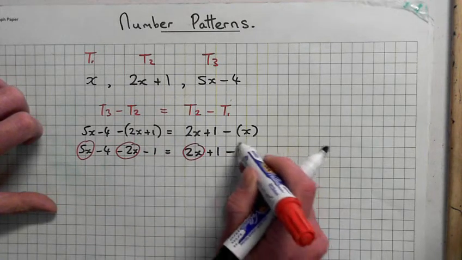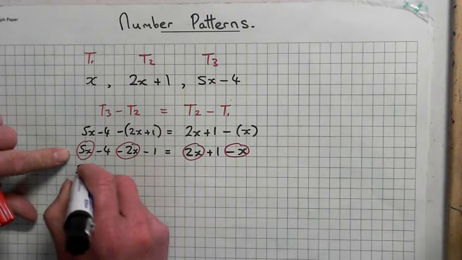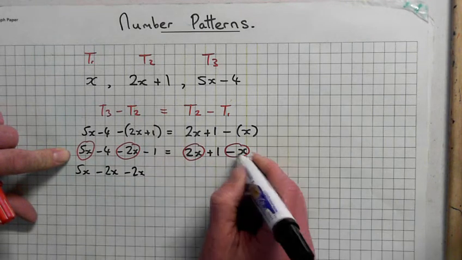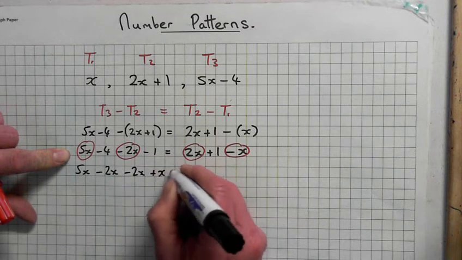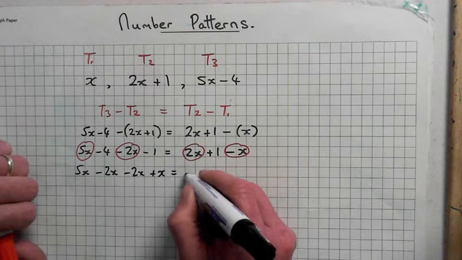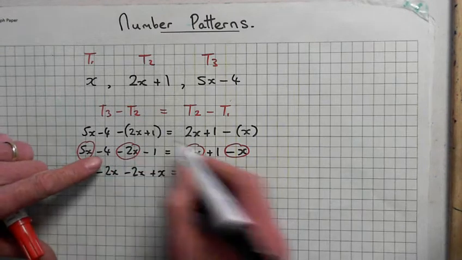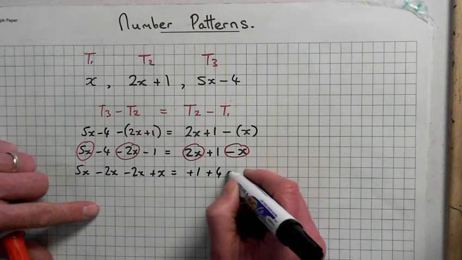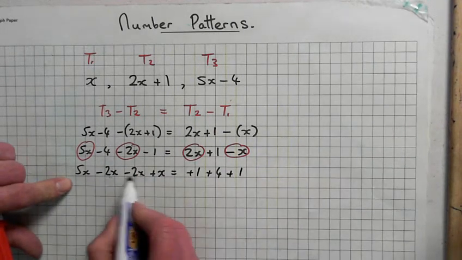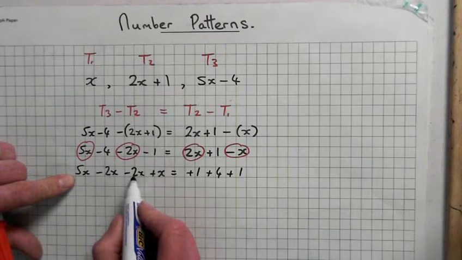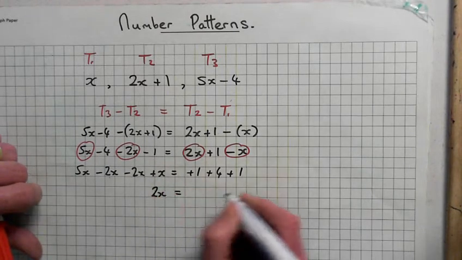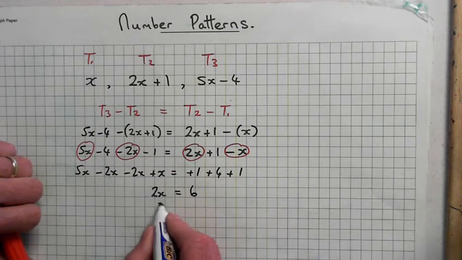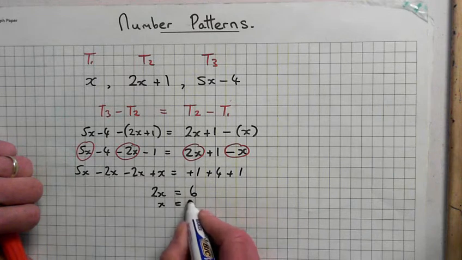Now all the x's need to be on the left hand side, so 5x minus 2x minus x, and that becomes plus x. The plus 1 stays on the right, and move the minus 4 across to become plus 4, and the minus 1 across becomes plus 1. Right, so here we have 5x minus 2x minus x, 2x is equal to 6. Divide both sides by 2. 2 into 2 goes 1. 6 divided by 2 is 3.